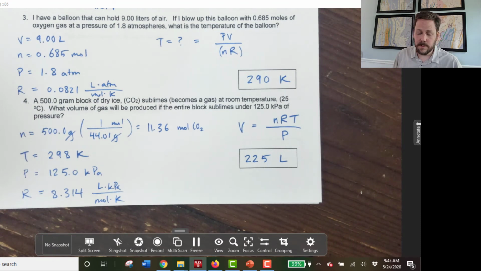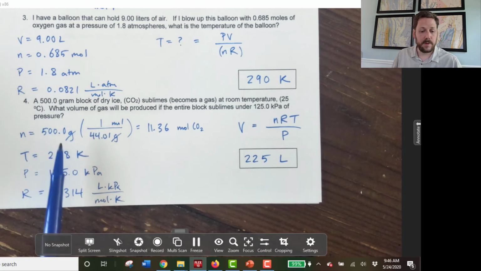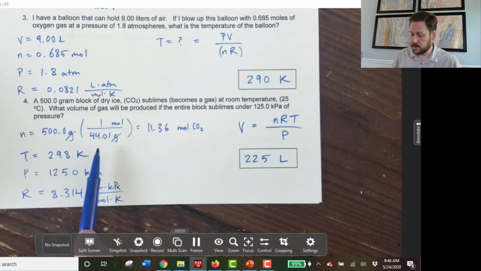In question number 4, there is a curveball here in that it gives you a mass, and we need to convert that to a number of moles. So I've done a gram-mole conversion here for CO2 using the molar mass of CO2. Remember, n has to be in moles. Volume is going to be in liters. Temperature is always in Kelvin. Pressure can be in either kilopascal or other units of pressure.